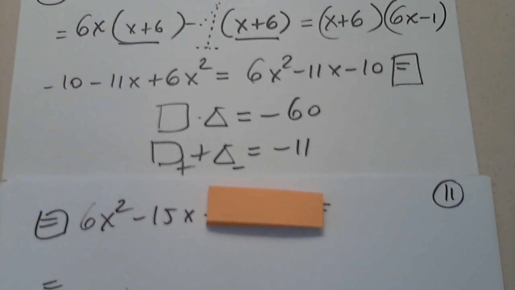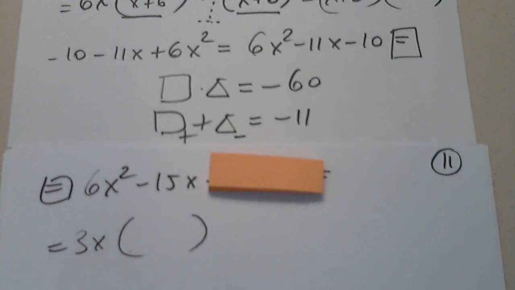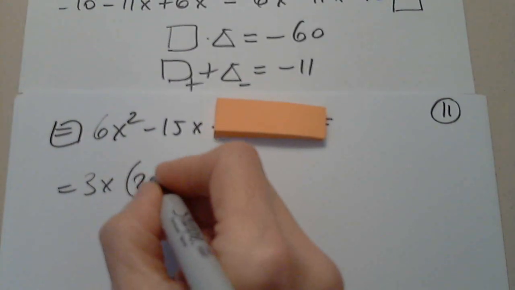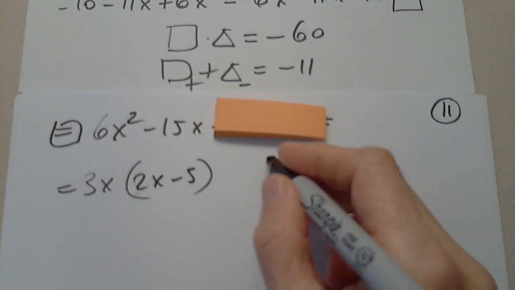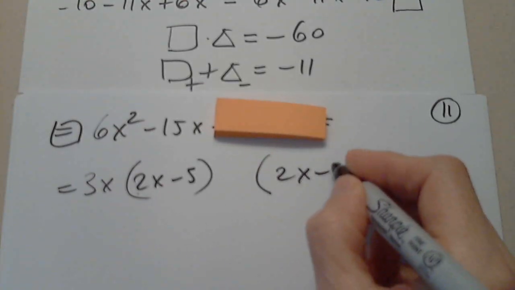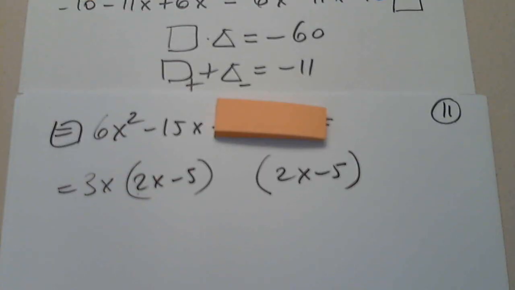I need to identify the greatest common factor of the first two. 3x, yes, it is 3x. What is left in parentheses? 2x minus 5. Perfect. If I do not write the 2x minus 5, I may take another 5 minutes to figure it out, and I may even make a mistake.